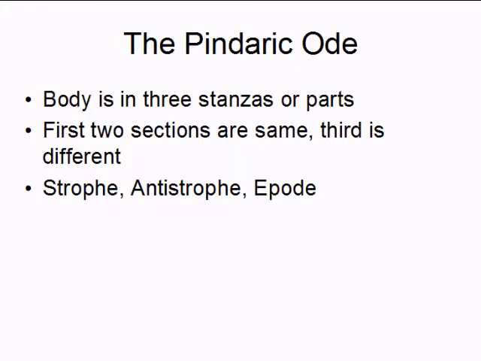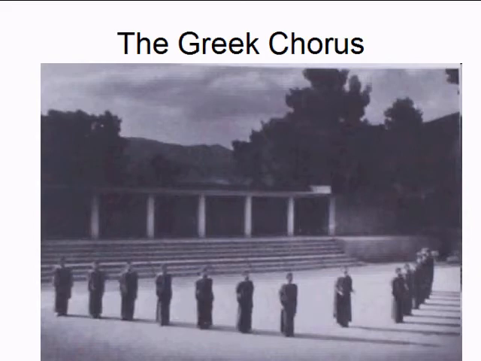The Pindaric ode is written either in 3 stanzas or in 3 longer sections. The first 2 sections have the same structure, while the third has a different structure. We have a name for these 3 parts of a Pindaric ode, and they are called the strophe, antistrophe, and epode. Pindar got the idea for his ode structure from the movements of the chorus in Greek theater. The Greek chorus dances to music on stage, walking in one direction during the first portion, doubling back during the second portion, and then standing still during the third. This 3-part structure forms the basis for the strophe, antistrophe, and epode.